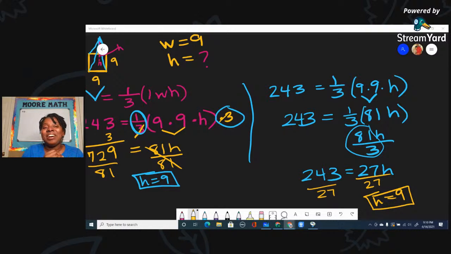This was great. So again, whether you're working with area or volume, get those formulas together, plug those numbers in, and you're good to go.